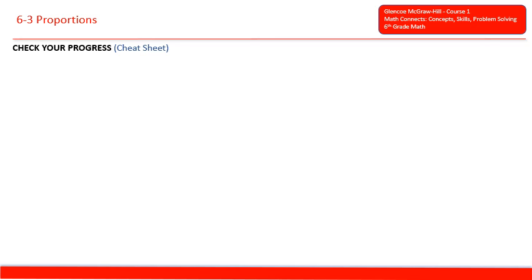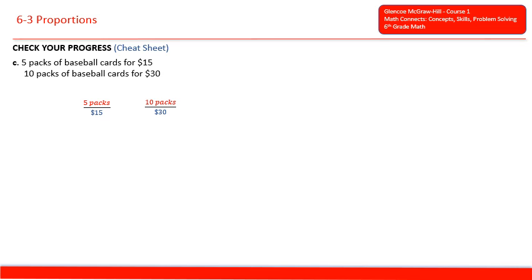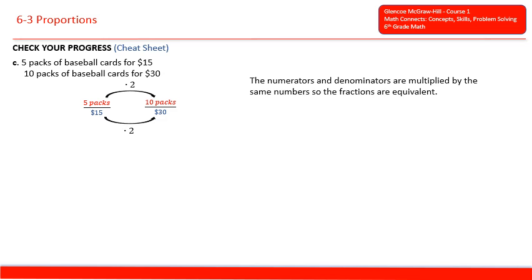Check your progress. 5 packs of baseball cards for $15, 10 packs of baseball cards for $30. 5 packs for $15, 10 packs for $30. Multiply $15 times 2 to get $30, and 5 packs times 2 to get 10 packs. The numerators and denominators are multiplied by the same numbers, so the fractions are equivalent. The cost of the packs of baseball cards are proportional.